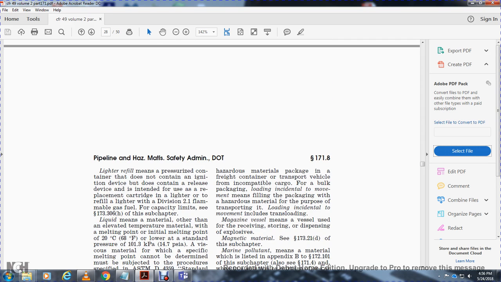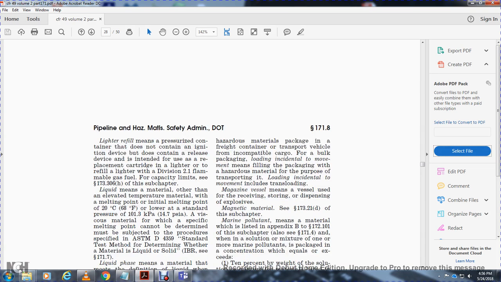Lighter refill means a pressure container that does not contain an ignition device and does not contain a relief device, intended for use to refill a lighter with a Division 2.1 flammable gas fuel. For capacity limits, see 173.306 of this subchapter.